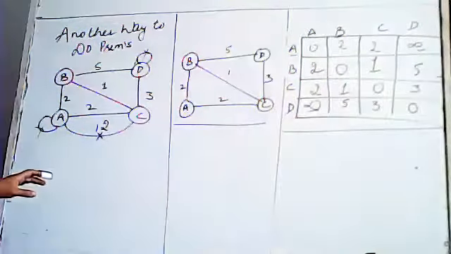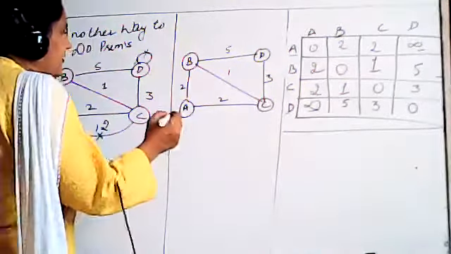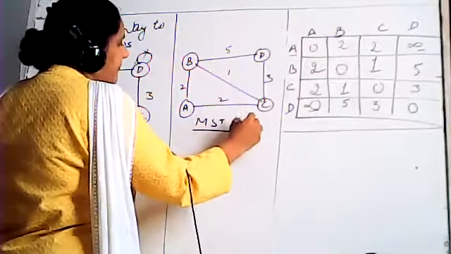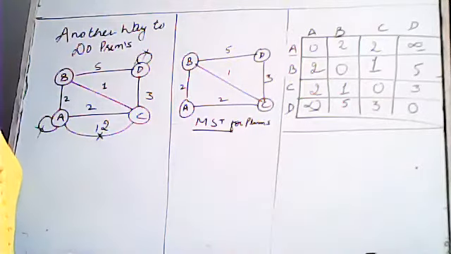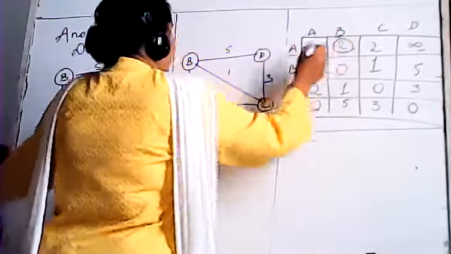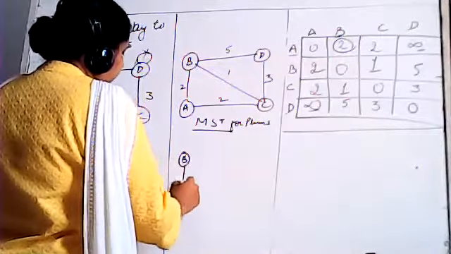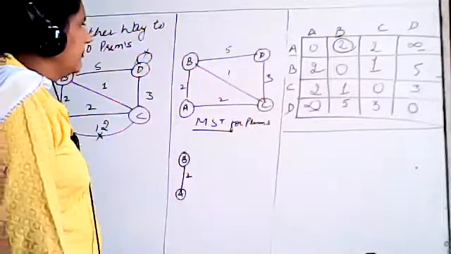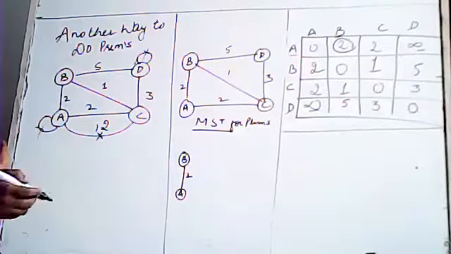So let's draw the algo. Let's draw the MST from this given tabulation. MST for Prim's would be: go to the first row where the edges of A are given, select the edge with the least weight. So it is A to B. Let's take A to B, that would be 2. Now A to C is again 2. We can take it, but later on we have to remove it because it is going to form a loop.